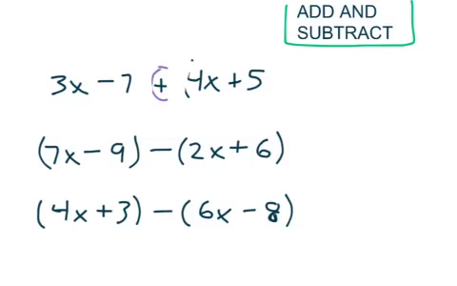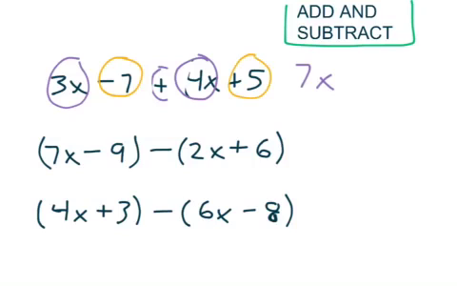So let's see what we get. Isn't 3x plus 4x just simply 7x? And isn't minus 7 plus 5 simply negative 2 or minus 2? 7x minus 2 is my simplified answer. Let me do one more and then I'm going to let you try the last one.